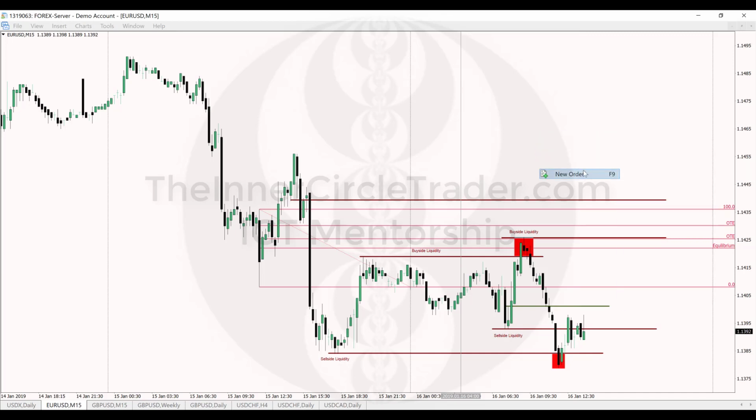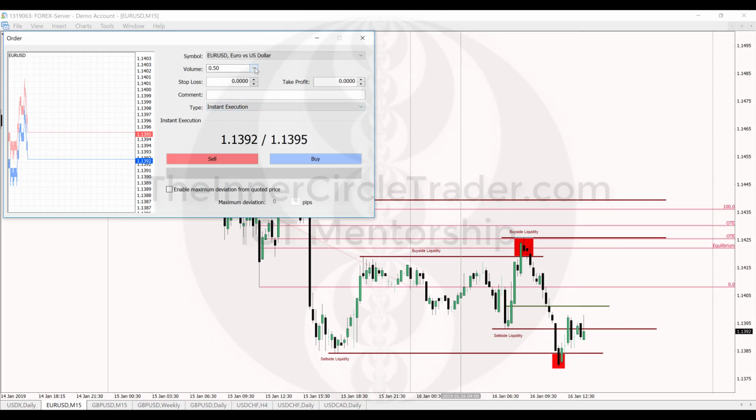So what we'll do is we'll go in and we will trade 3, and we'll use a stop of 1405.